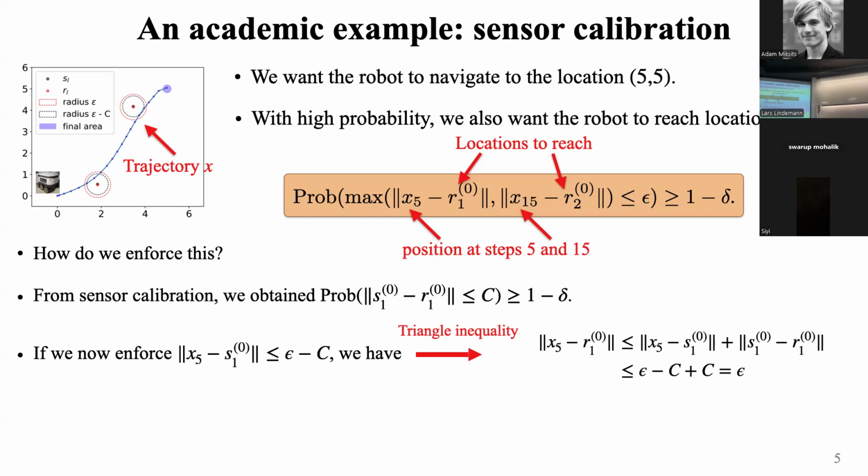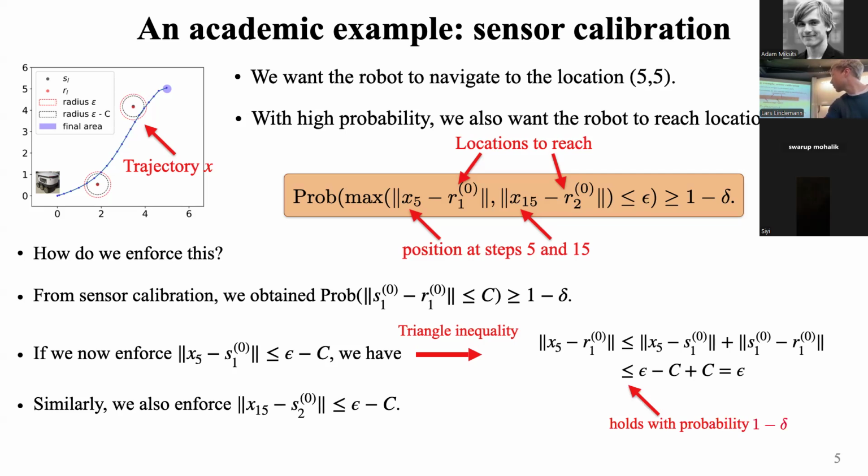So at a very high level, what this means is we do constraint tightening. We enforce this in an MPC fashion, and we want to be epsilon close, but we have some uncertainty, so we tighten this inequality with the uncertainty C. Quite simple at the end of the day. And we can do the same thing for our second region.